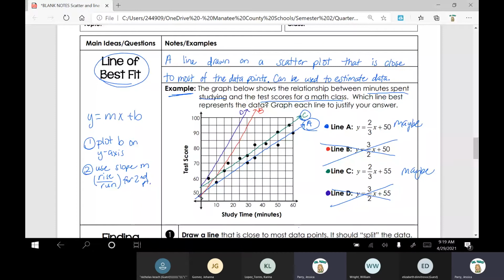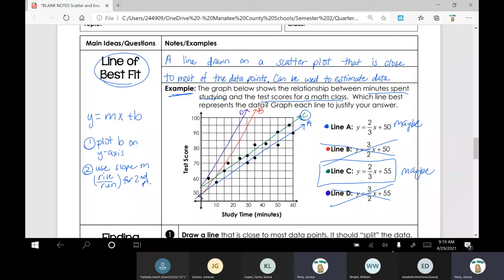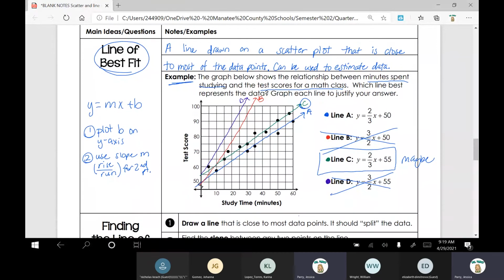So looking at these two choices here, C is going to be your better choice because it's closer to most of the points. You can see that A is close to a couple of points, but not necessarily all of them, where C is closer to most of them. So that's why C would be our correct or the best choice, the line of best fit here for our first example.